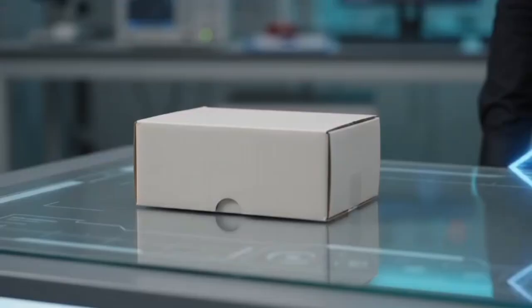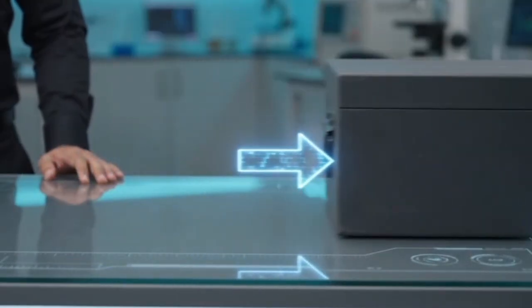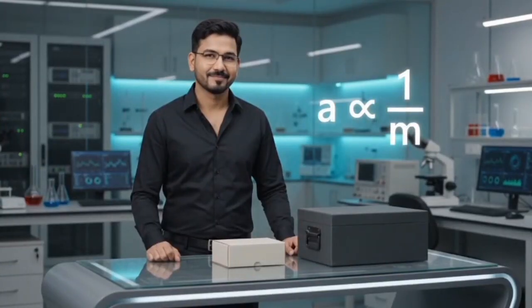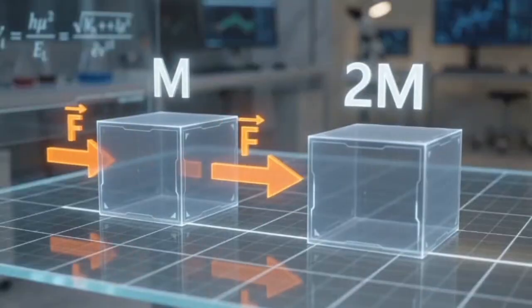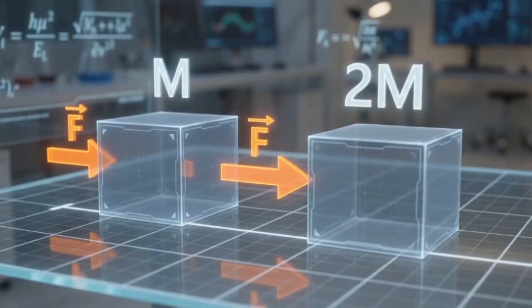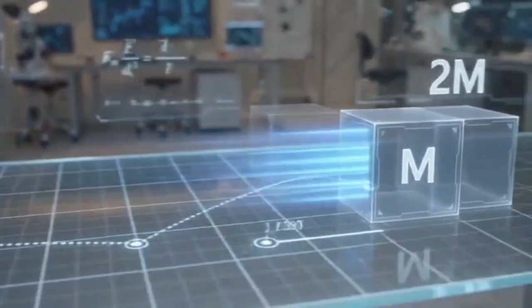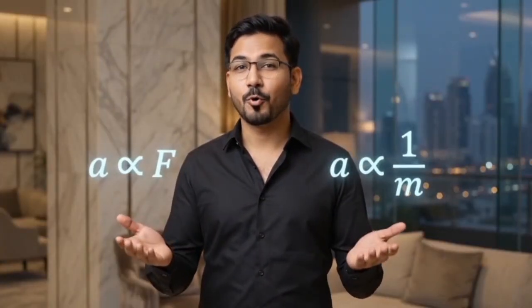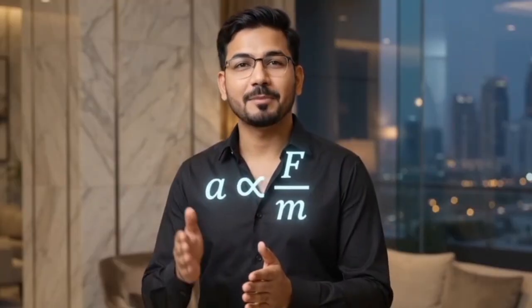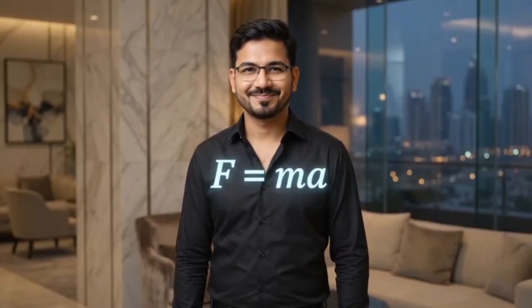For a constant force, acceleration is inversely proportional to mass. Greater mass means smaller acceleration. If the force remains constant and the mass is doubled, the acceleration becomes half as large. Combining these relationships gives acceleration proportional to force divided by mass, which leads directly to Newton's second law.